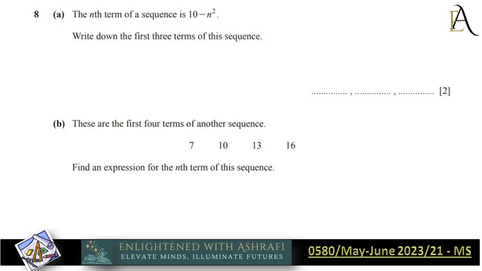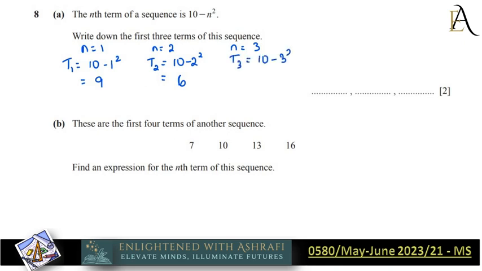Question number 8. A. The nth term of a sequence is 10 minus n square. Write down the first 3 terms of this sequence. So when n is equal to 1, the first term is going to be 10 minus 1 square, that is equal to 9. When n is equal to 2, t2 is equal to 10 minus 2 square, that gives me 10 minus 4, 6. N equals 3, that is t3 equals 10 minus 3 square, that is 10 minus 9 is equal to 1. So my final answer is 9, 6 and 1.